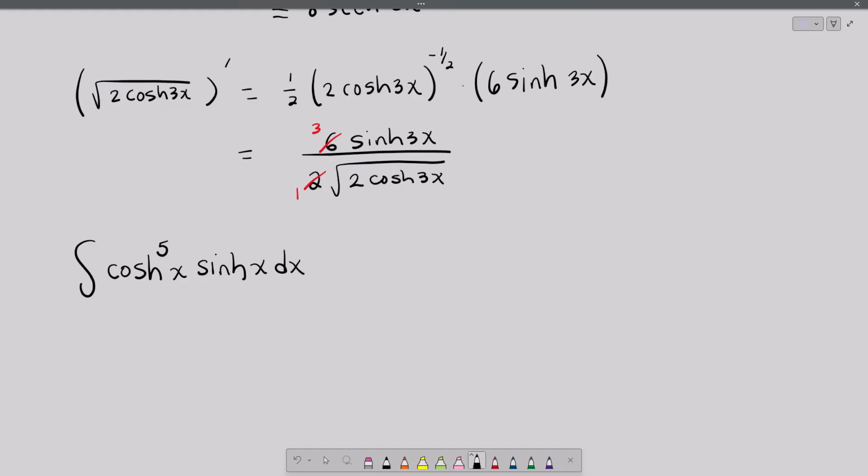What if we have that? Hint, use substitution. All right, what are we going to pick for u? Sinh. Cosh. Cosh. Do you agree? I agree. I heard someone say sinh.